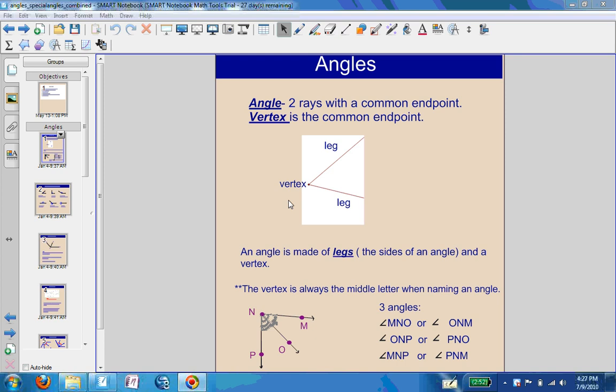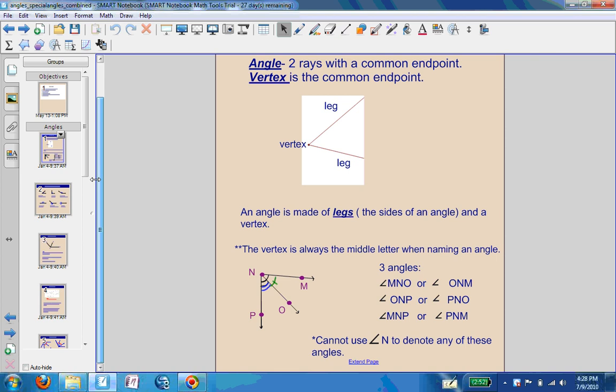An angle is two rays with a common endpoint. The common endpoint is referred to as the vertex. The two rays, or the two sides of the angle, are referred to as the legs. When you are denoting an angle, the vertex is always the middle letter.